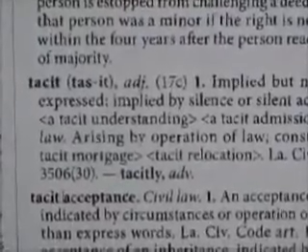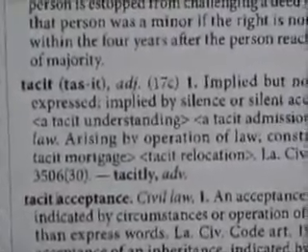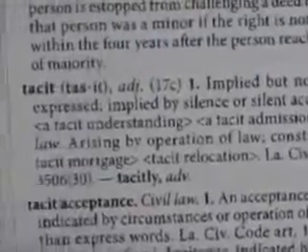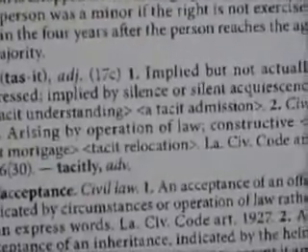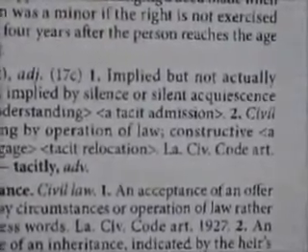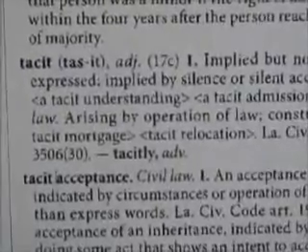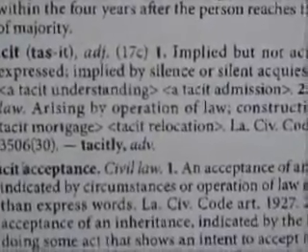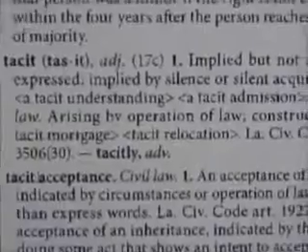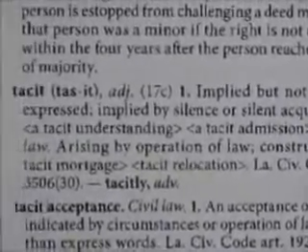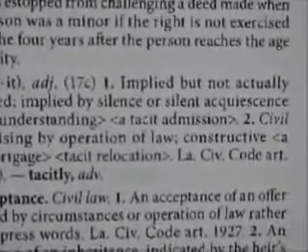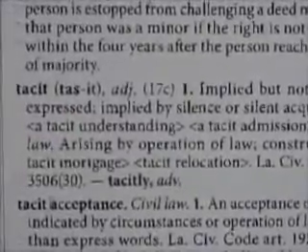Black's Law Dictionary, Legal Dictionary. Tacit: implied but not actually expressed. Implied by silence or silent acquiescence, a tacit understanding, arising by operation of law, constructive. So you can get a tacit agreement if someone doesn't answer you, if they're silent about what you send them.